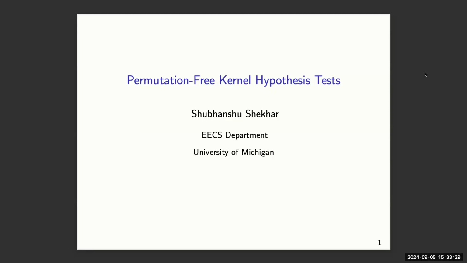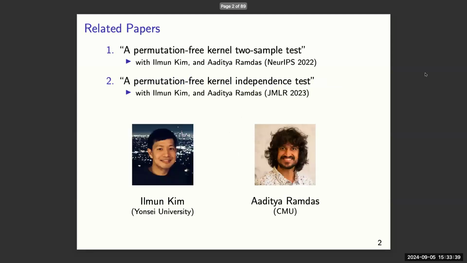Yeah. Thanks. So good afternoon, everyone. Today I'll be talking about my work on permutation-free kernel hypothesis tests. This talk will be based mainly on these two papers, which I've written jointly with my co-authors, Ilmun Kim from Yonsei University and Aditya Ramdas from Carnegie Mellon.